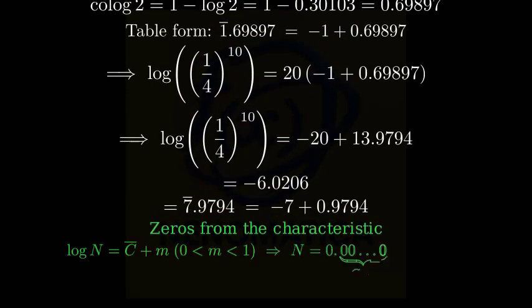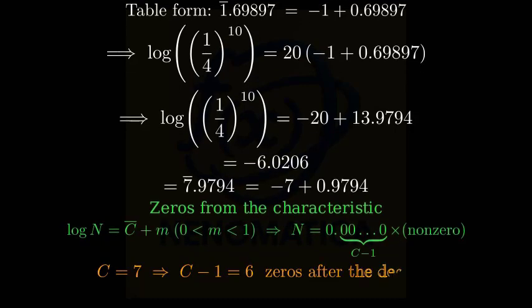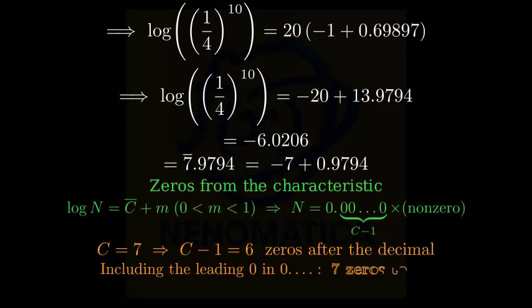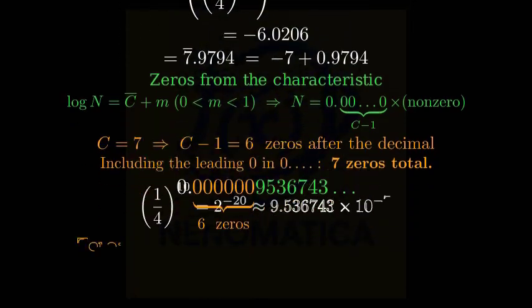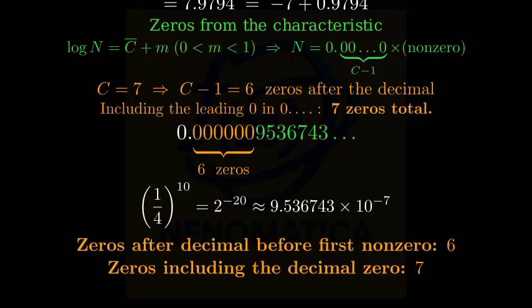Final step. For a number between 0 and 1, a logarithm with characteristic bar C indicates there are C minus 1 zeros after the decimal point before the first non-zero digit. Here C equals 7, so there are 6 zeros after the decimal. If we include the single zero before the decimal point, there are 7 zeros in total. Let's also show the decimal approximation to confirm. Answer: 6 zeros after the decimal point, and 7 zeros if the decimal zero is counted.